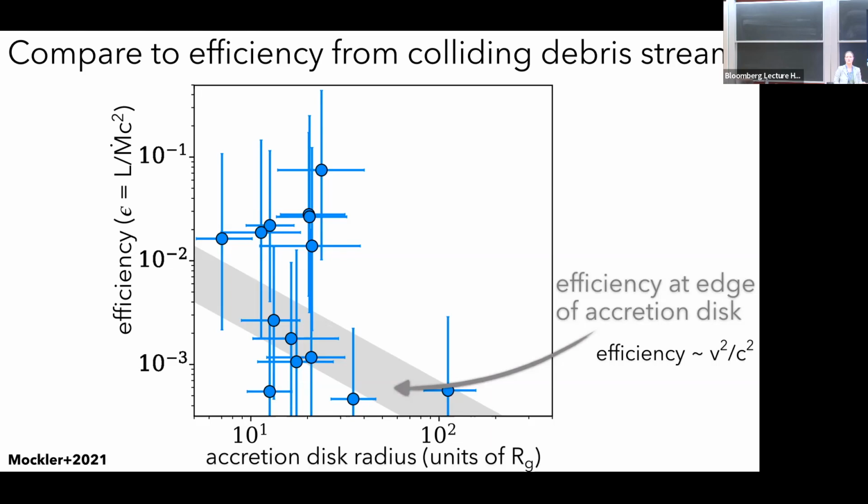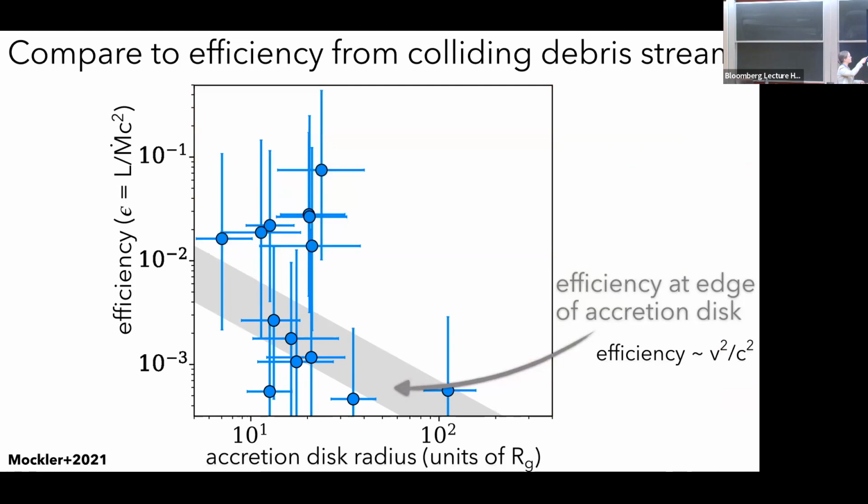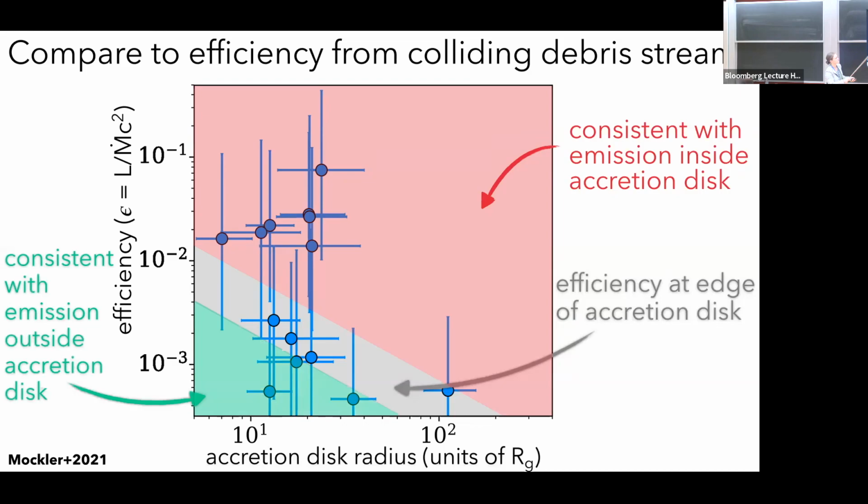Can you say how each of these points is placed in this? Yeah, so these points have very large uncertainties, but they're from light curve fitting, where we are including the mass of the star and the efficiency as parameters. But there's a very big degeneracy between those two parameters, which I'll discuss later, which is causing the large uncertainties. And so all of these points above this gray shaded region are consistent with emission inside the disk. And these points down here are consistent with emission outside the disk.